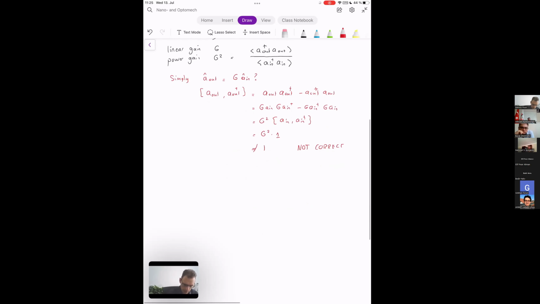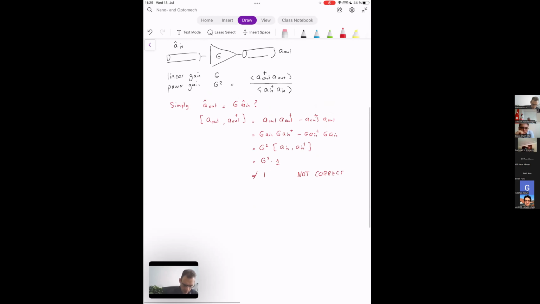So where did things go wrong? Well, of course, we have this nice picture over here of the amplifier. And when you think about electrical amplifiers, you probably know that amplifiers add noise. So every amplifier has noise added to the output.